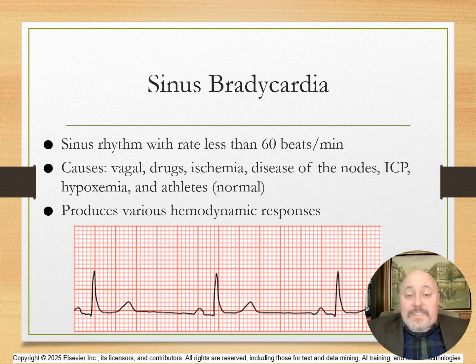On the other hand, sinus bradycardia is a sinus rhythm originating in the sinoatrial node that is occurring at less than 60 beats a minute. It could have causes ranging from vasovagal stimulation, drugs, ischemia, diseases of the nodes, increased intracranial pressure, and hypoxemia, and in the case of athletes, it may even be normal. Distance runners, really extreme athletes, could have a normal bradycardia as their everyday baseline.